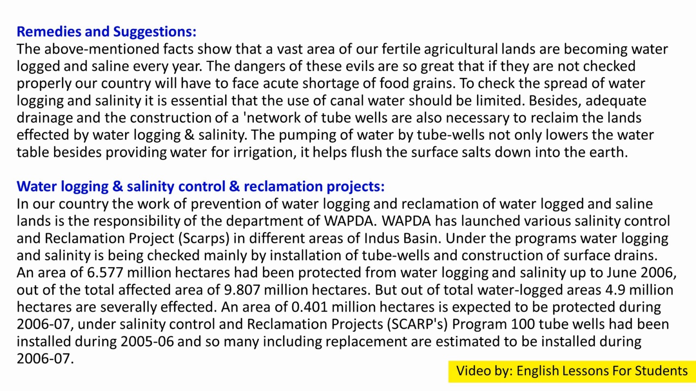Adequate drainage and the construction of a network of tube wells are also necessary to reclaim the lands affected by waterlogging and salinity. The pumping of water by tube wells not only lowers the water table, besides providing water for irrigation, it helps flush the surface salts down into the earth.